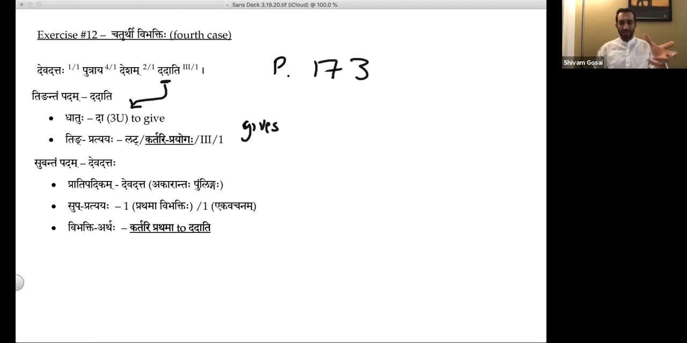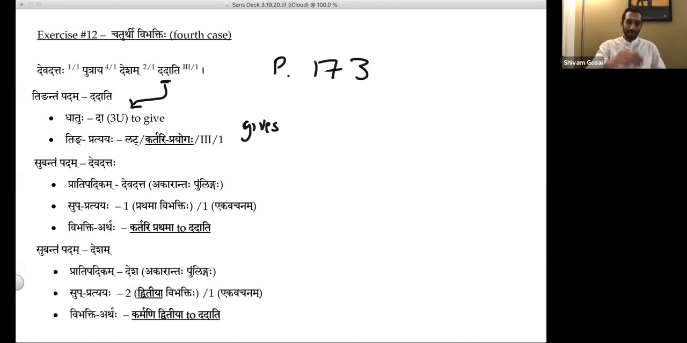And the meaning of that vibhakti is, if we're in kartari prayoga, it's going to be kartari prathama, to dadati. You always have to say to which verb. Which verb is the karaka connected to? If it's non-karaka vibhakti, then you don't need to write which verb it's connected to. Okay, so notice that. Now, so far we know who gives. Devadatta gives.